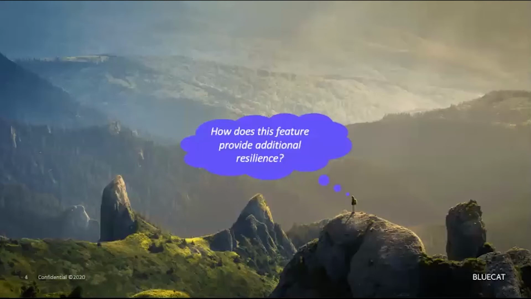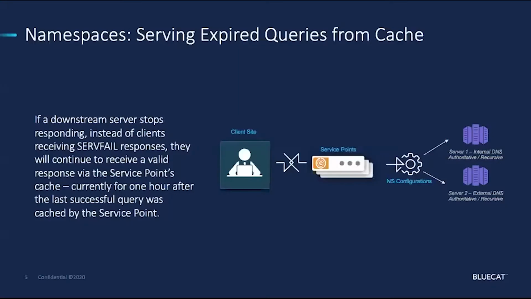Now, how does this feature provide that resilience? If a downstream server stops responding to client queries, instead of clients receiving serve fail responses, they will continue to receive a valid response via the service point's cache, of course, based on a previously successful query having been made and residing in its cache. But now that query will reside in the cache for currently 1 hour after the last successful query was made. For a network administrator, this resilience helps reduce the impact of an outage while they work towards resolving the situation.